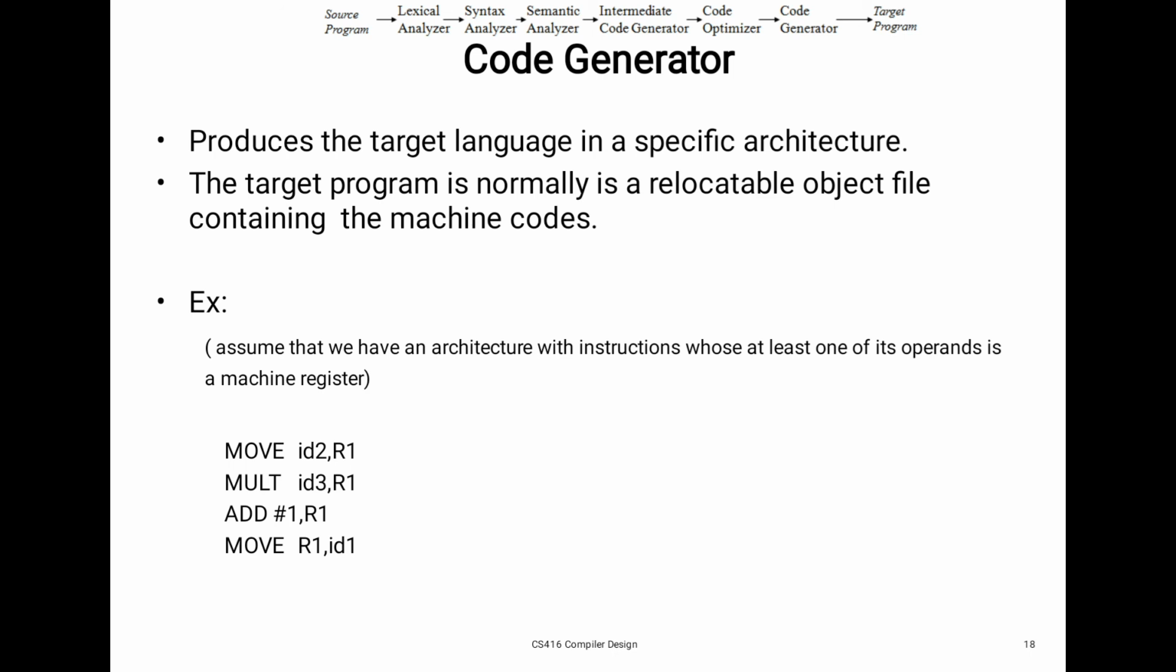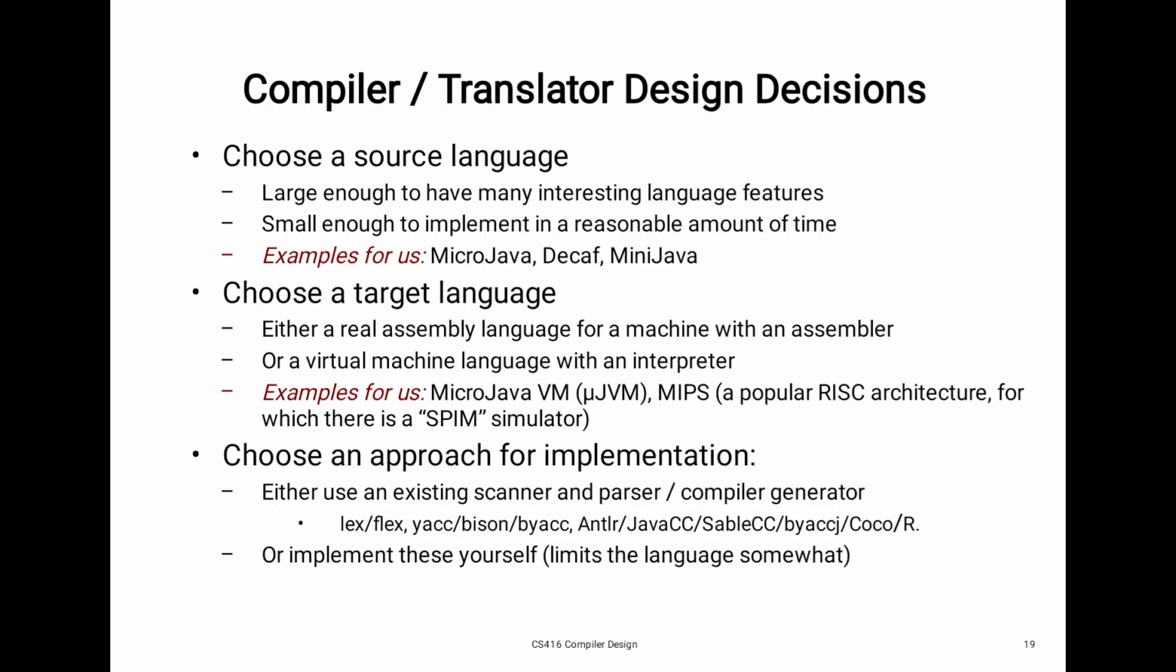For example, move ID2. In the previous example, ID2 is placed in the R1 register, and next ID3 and R1 are multiplied, and next add 1 to R1, and next move R1 to ID1. So that is called a code generator.